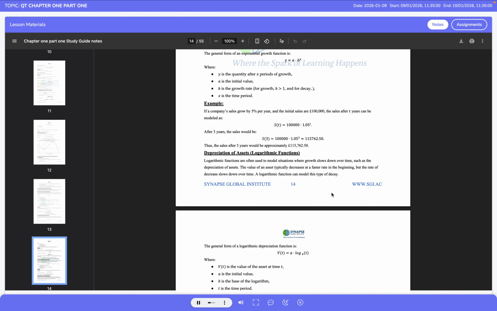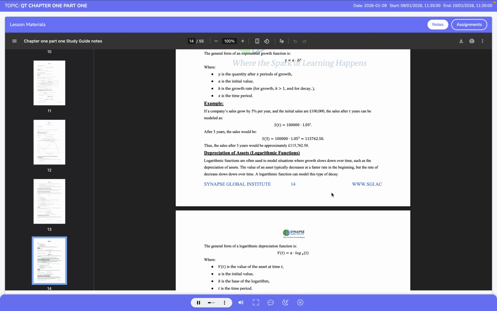£115,762.50. We now consider depreciation of assets using logarithmic functions. Logarithmic functions are useful when change happens rapidly at first and then slows over time, which is common in asset depreciation.